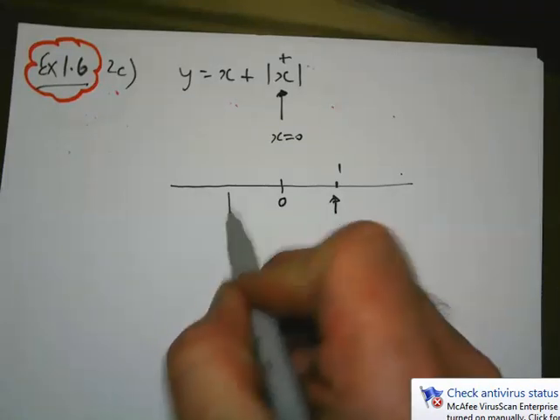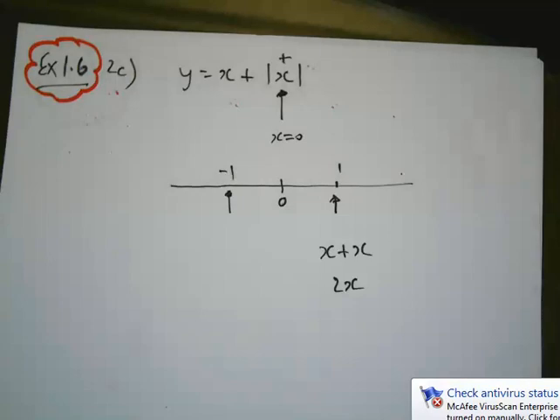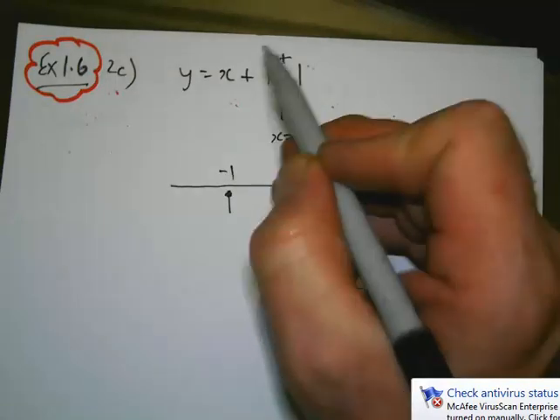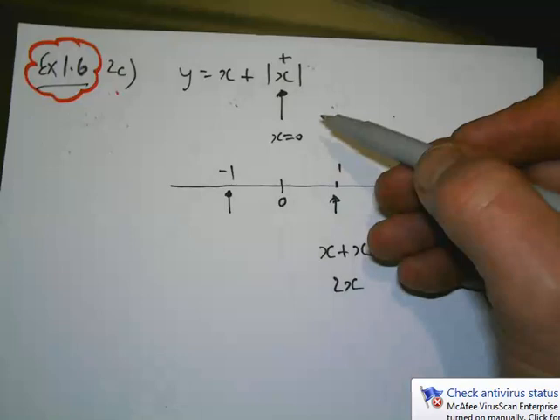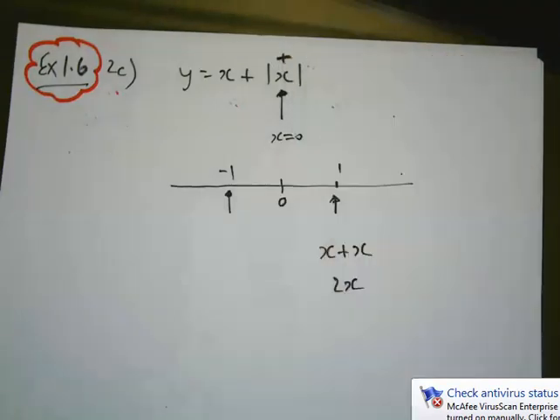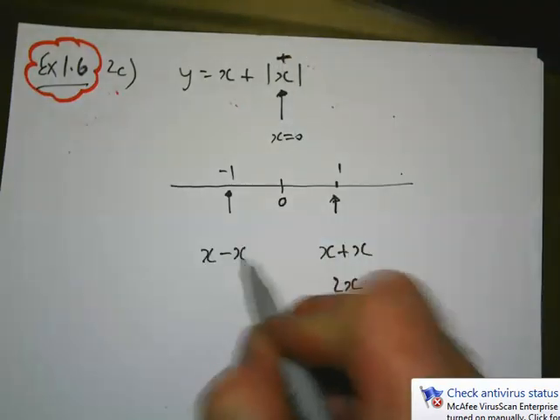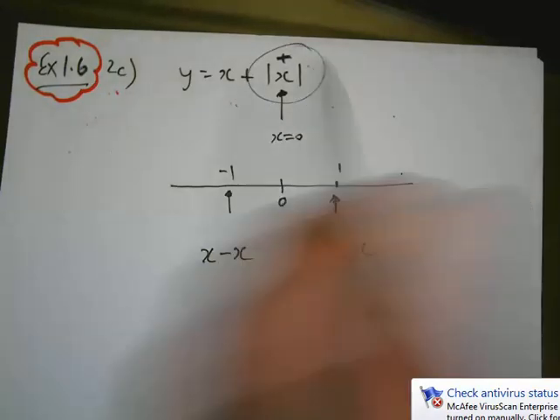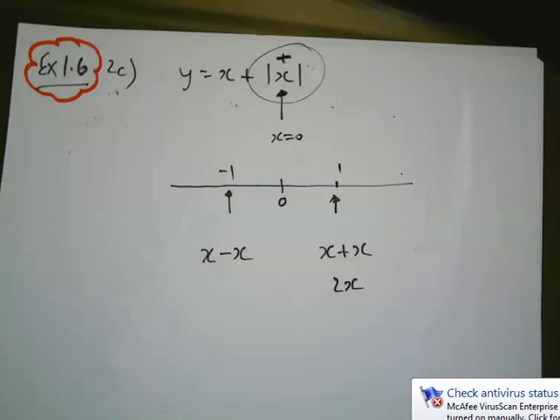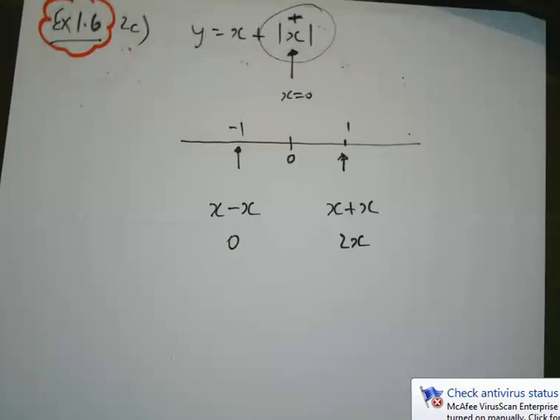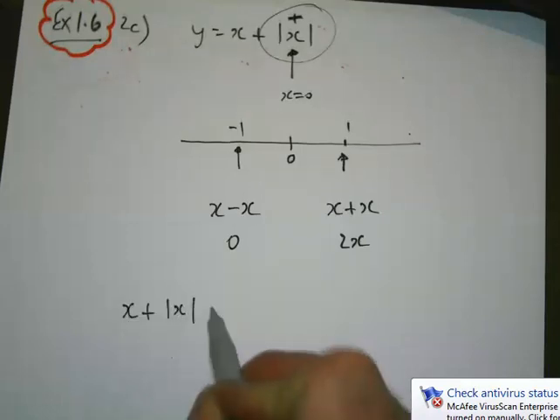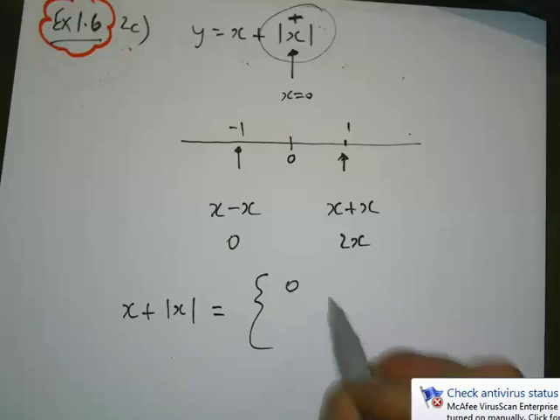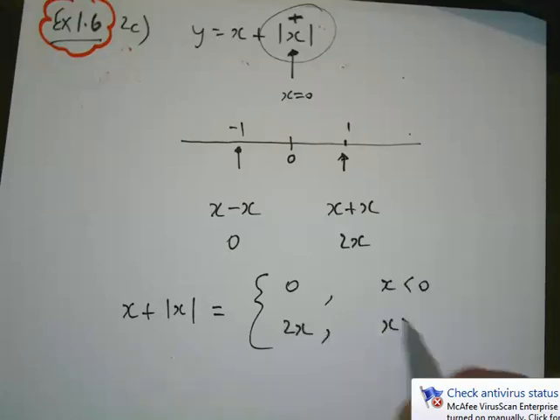If I take a value to the left of 0, like negative 1, and I substitute negative 1 into that modulus, I'll have the modulus of negative 1. Therefore, I need to multiply it by negative 1 because it is a negative, and that will give me x minus x. It's only the modulus of x that I need to multiply by negative 1. This x over here is not inside the modulus. Therefore, that gives me 0. So, I have two rules. x plus the modulus of x is going to equal 0 when x is less than 0. And it's going to equal 2x when x is greater than or equal to 0.